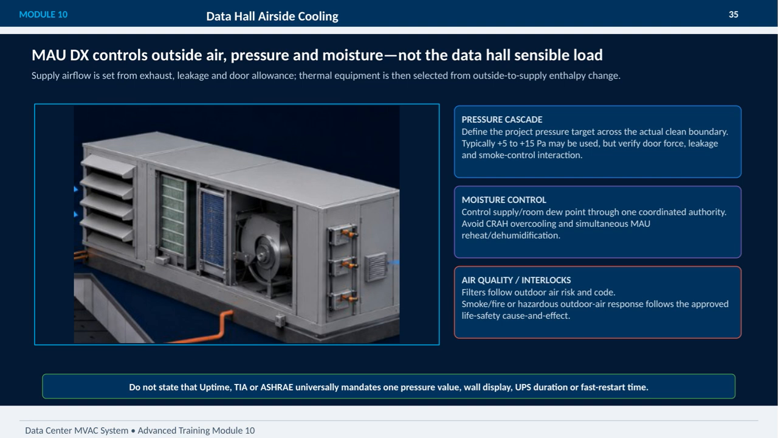For air quality and interlocks, filtration is guided by outdoor air risk and local codes, while smoke, fire, and hazardous outdoor air responses follow approved life safety cause and effect systems. Finally, note that no single standard such as Uptime, TIA, or ASHRAE universally mandates specific pressure values, wall display requirements, UPS duration, or fast restart times, so these must be determined based on project-specific needs.